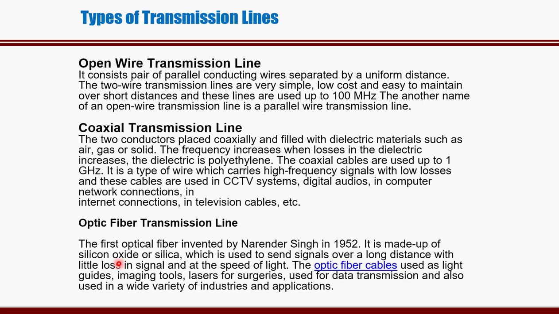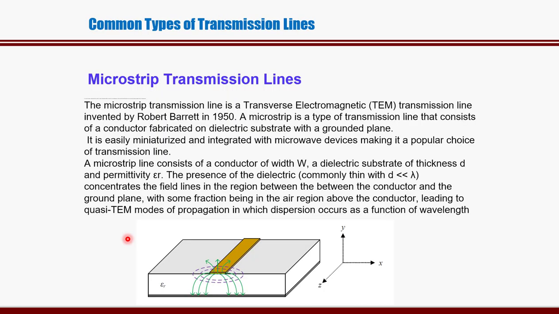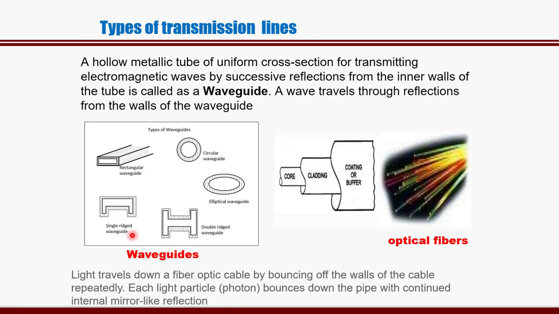Then the next thing is the optical fiber transmission line. The figure is in the next slide, so we'll discuss optical fibers here. This category shows the optical fiber transmission line, where the signal is transmitted as an optical signal, which means it is a light signal. The intensity of the light changes with respect to the amplitude of the signal.